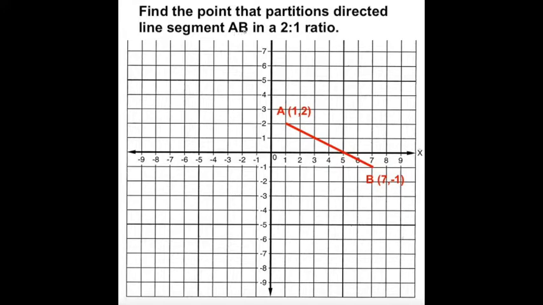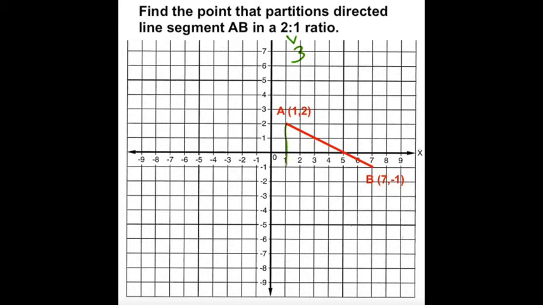So if you think of AB as starting at point A and going to point B, that would be directed line segment AB. Now, we need to split this up into a 2-to-1 ratio. So what that means is two parts need to be closer to A and one part needs to be closer to B. That means, since it's a 2-to-1 ratio, there's 3 total parts. So we have to split this line segment AB into 3 equal parts.